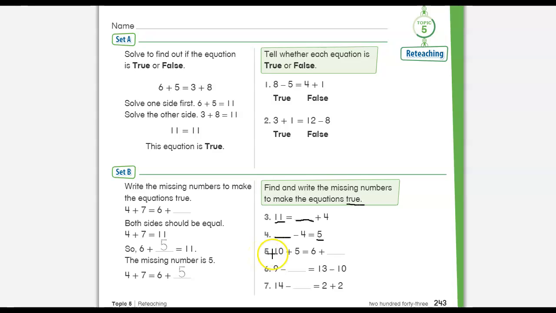On number 5, we have 10 plus 5 equals 6 plus blank. So for this equation, you would need to solve the first side. So solve for 10 plus 5. And then, once you have your answer, you will need to see 6 plus what number would make both sides equal.